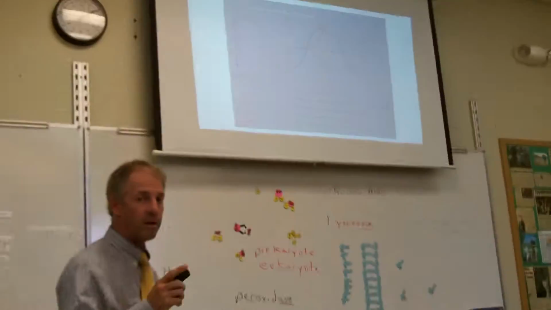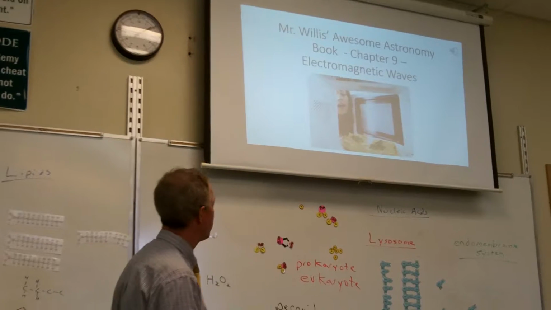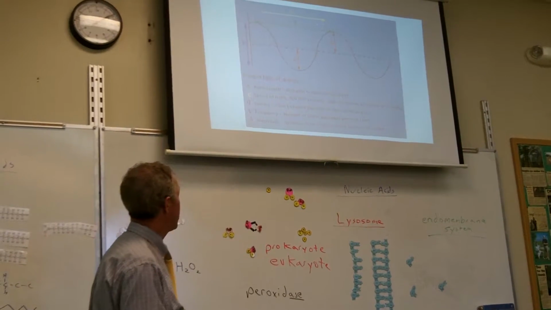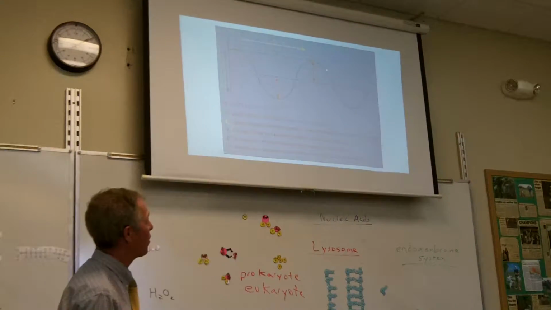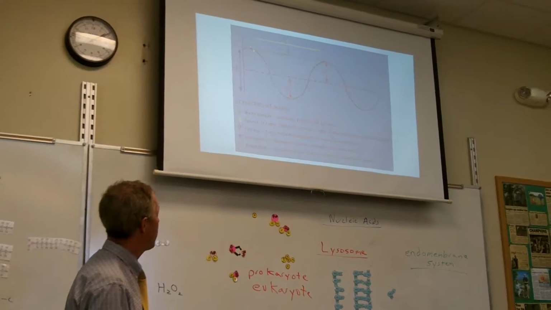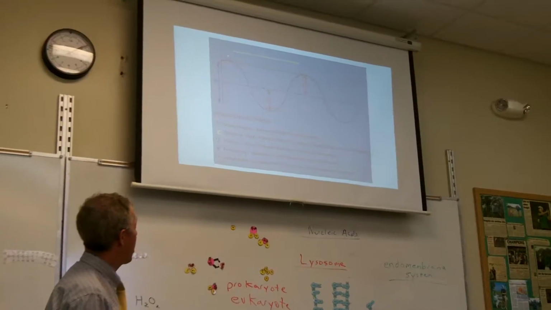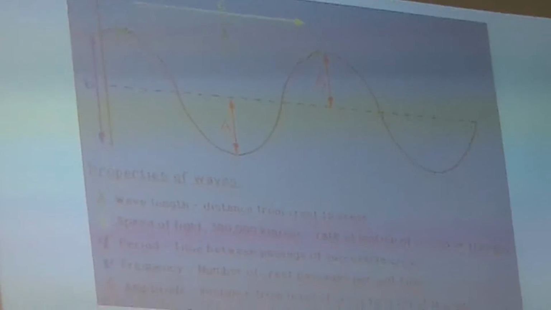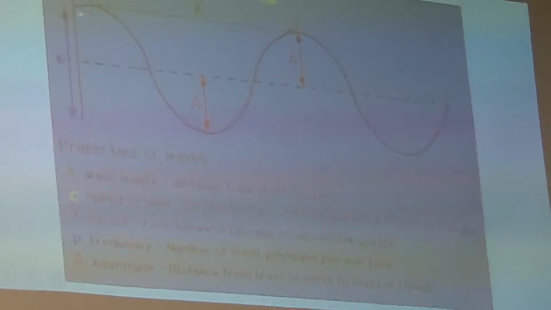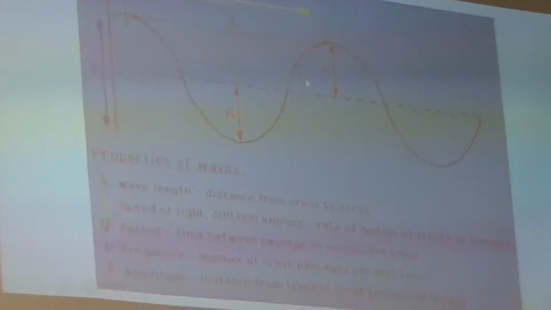Okay. We're on chapter 9, electromagnetic waves. And we're talking about this, which is called a transverse wave. So there's the crest, there's the trough. What do we call it from one crest to the next? A wavelength. Very nice. The wavelength of the light, or of water waves, if that's what we're talking about.